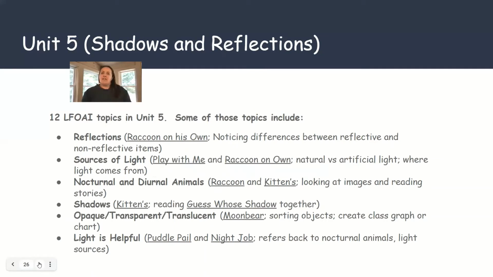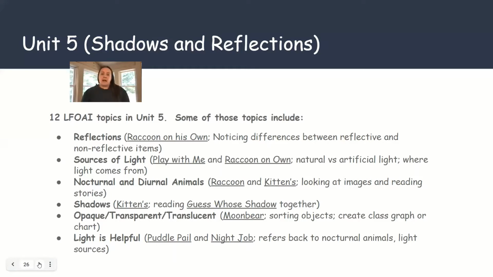So in unit five, shadows and reflections, you're looking at 12 let's find out about it topics. And some of those are reflections and noticing the differences between reflective and non-reflective items. You're looking at sources of light, natural light versus artificial light, and where light comes from and why it's important to us. You're looking at nocturnal and diurnal animals, and you're definitely using those words with the children because they are so capable of understanding and using those complex vocabulary words.